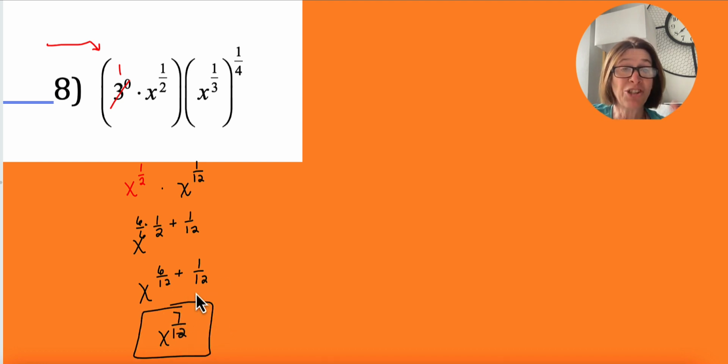And because I started with rational exponents, my answer is going to be left in rational exponents. I would turn it into roots if it wasn't a variable and it was a number, because then I might be able to evaluate it, okay?